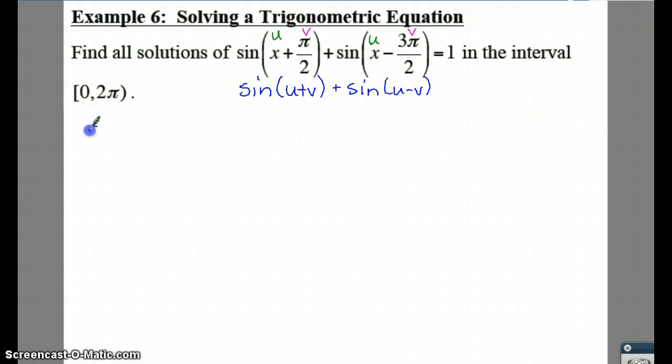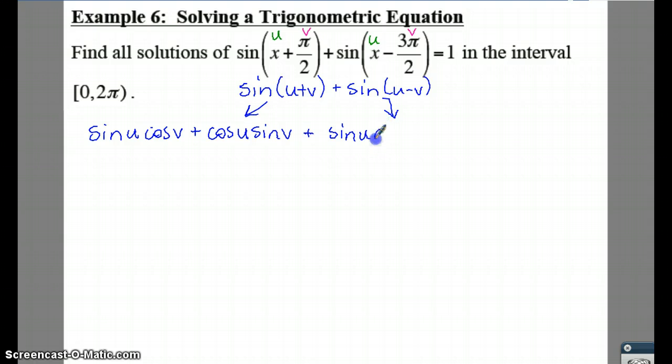So we're going to say the sine of u times the cosine of v plus cosine of u times the sine of v. That's for this formula. And then we're going to have plus, this formula is going to go down here. So we're going to say the sine of u times the cosine of v minus cosine of u times the sine of v. All this is going to be equal to 1.